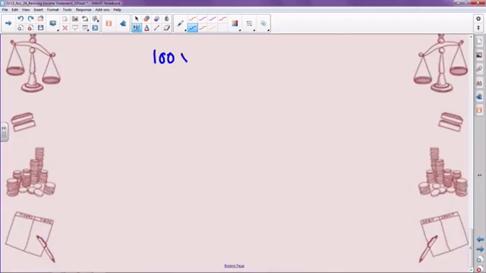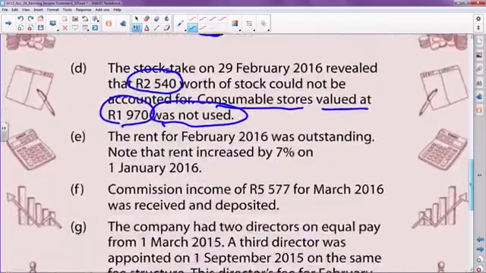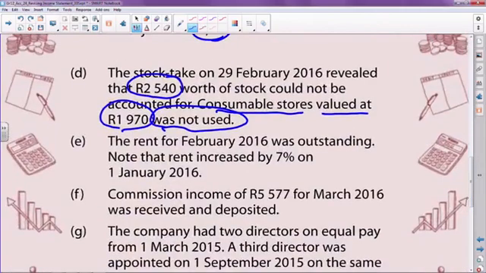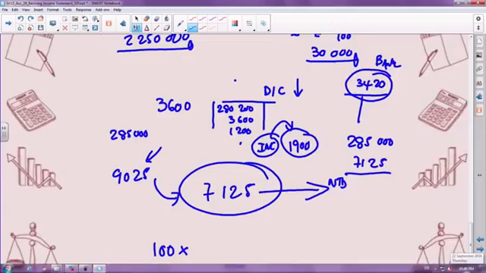For how many months? Again, let's look at the adjustment. The adjustment tells us that the rent was increased by 7% on the 1st of January. So obviously, we started in March. So March, April, May, June, July, August, September, October, November, December. 10 months? Okay. So old rental at 100% for 10 months will give me an amount of 1,000 Rand.